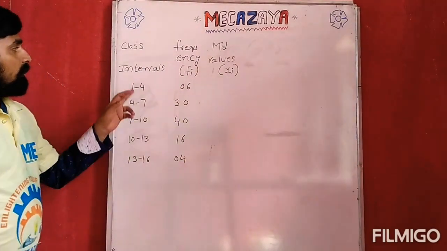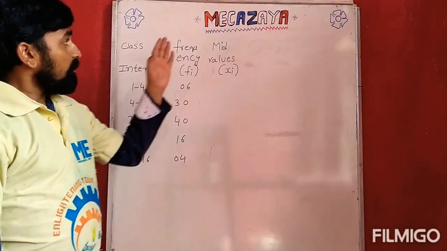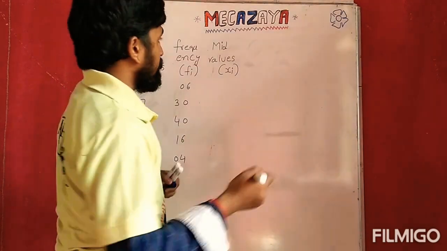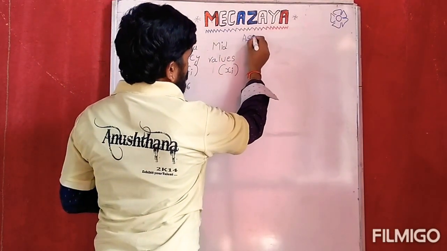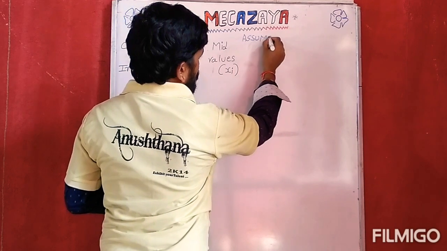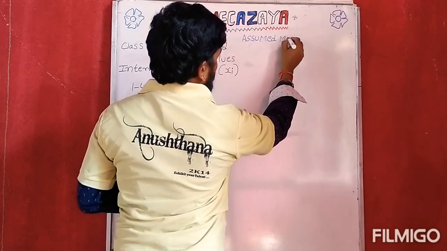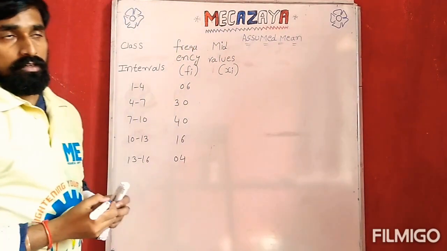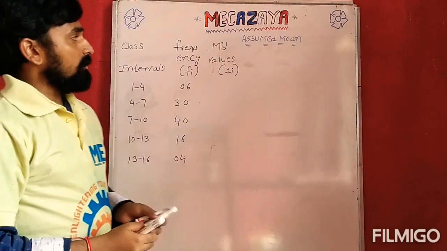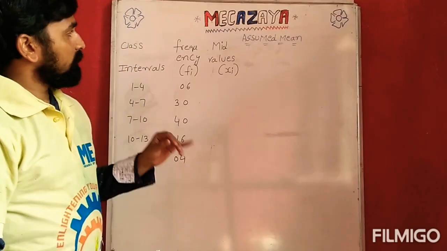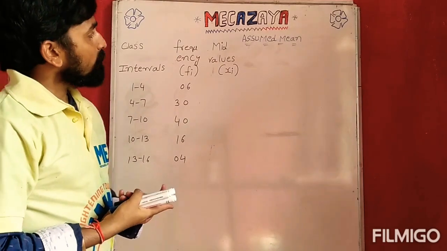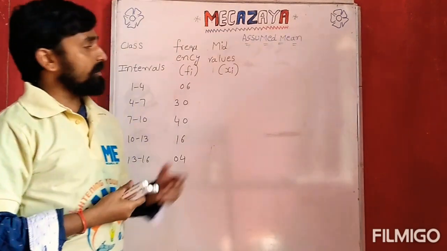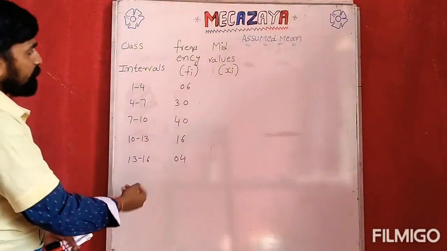Now I'm going to deal with the mean of grouped data. Next, that is the assumed mean. So for finding the mean there are three types, as I said already: direct method, assumed mean method, and also step deviation. This is the second method. So in the second method, I have given this question.